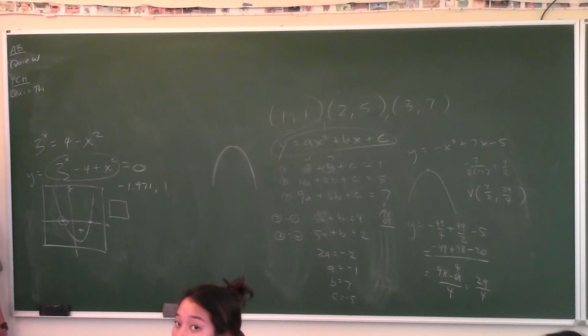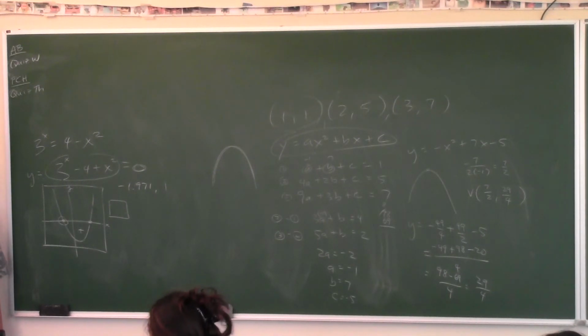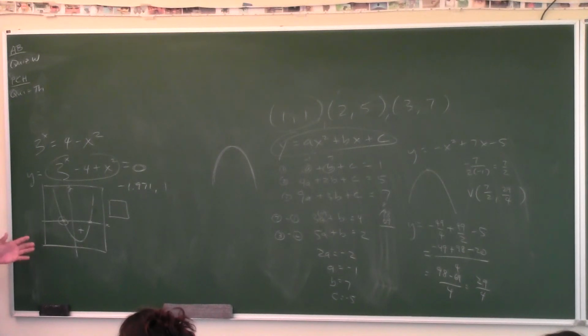This one apparently only has 2. You know what I'm talking about? So what we're looking for is where does the graph cross the x-axis?